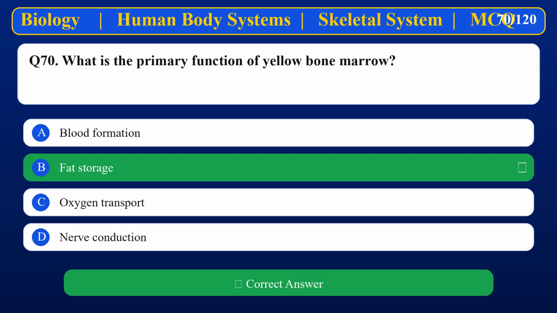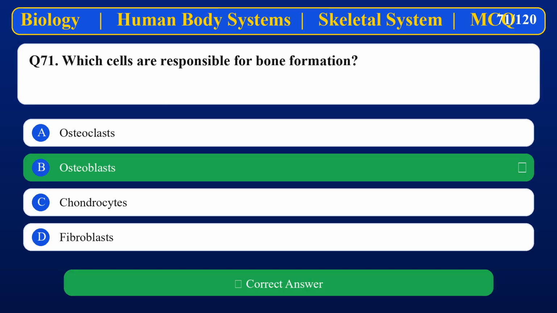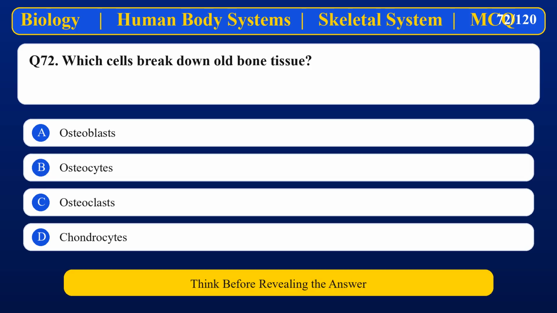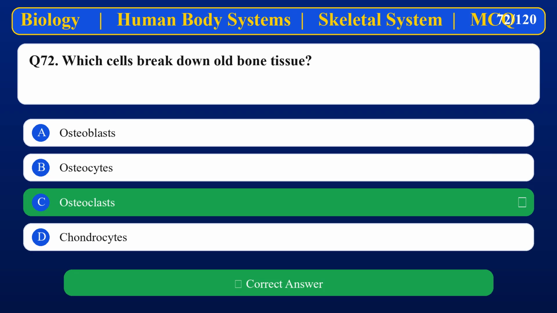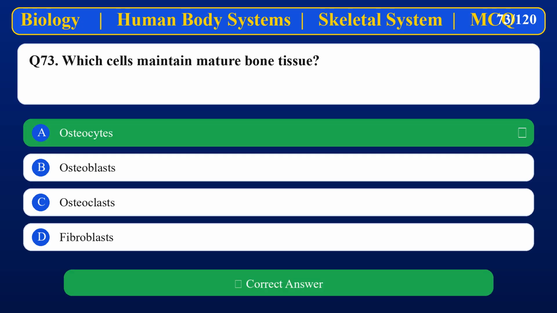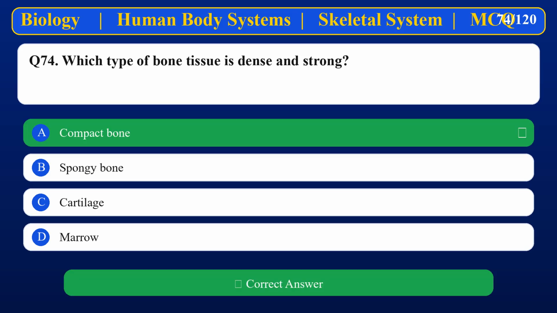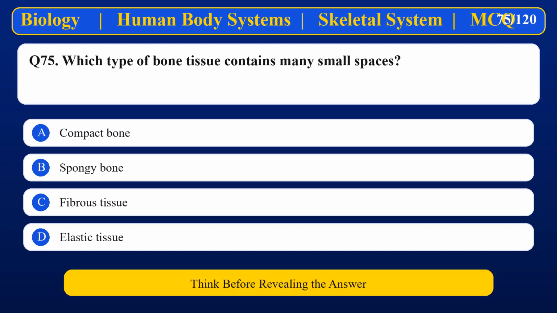Fat storage. Which cells are responsible for bone formation? Osteoblasts. Which cells break down old bone tissue? Osteoclasts. Which cells maintain mature bone tissue? Osteocytes. Which type of bone tissue is dense and strong? Compact bone. Which type of bone tissue contains many small spaces?